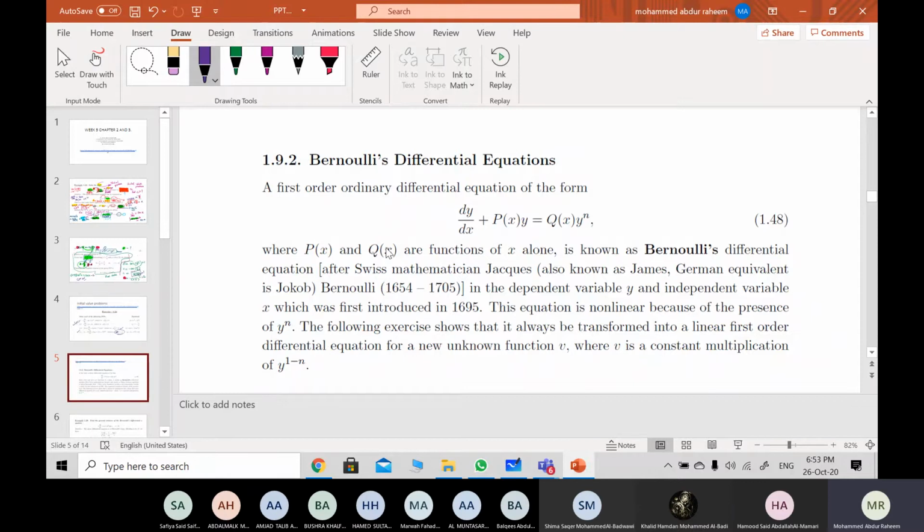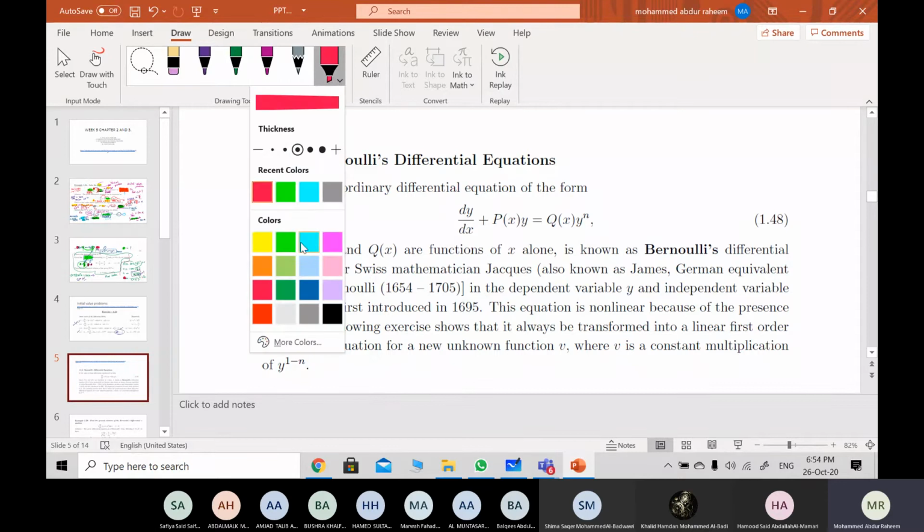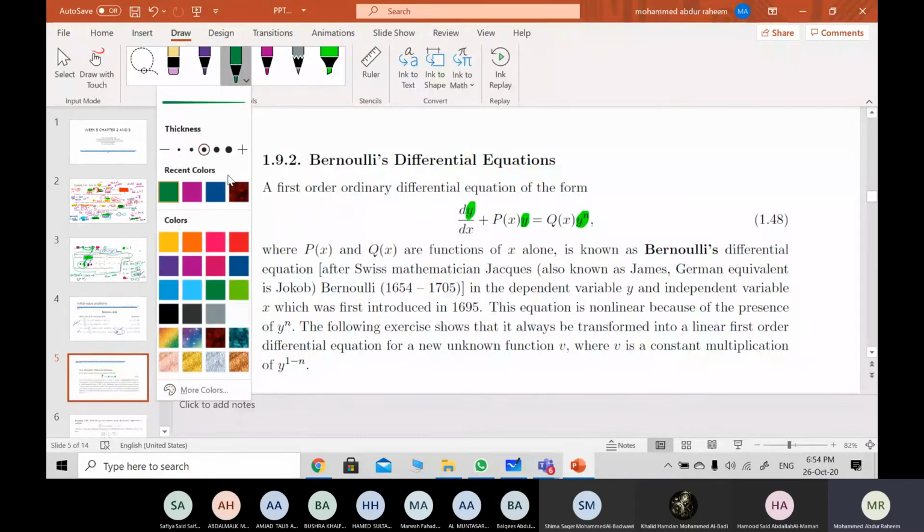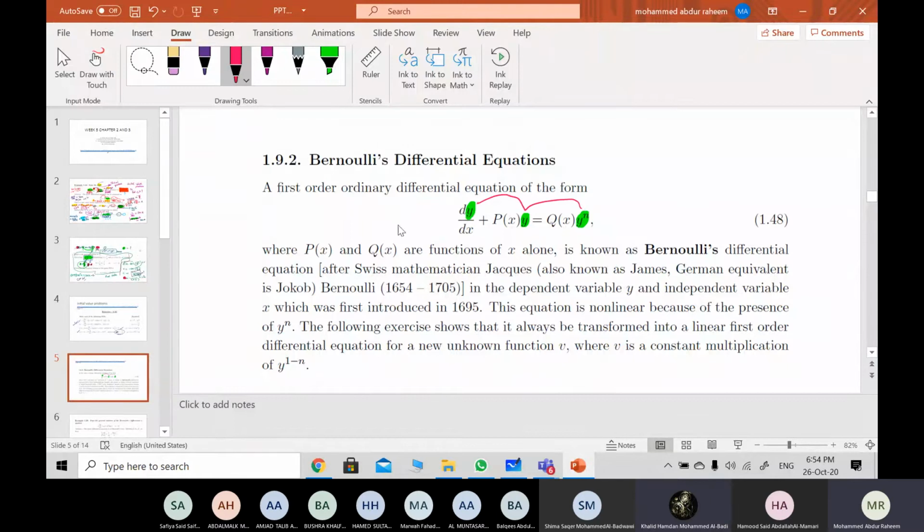Actually, in the standard form, what you observe here is dy is there, like linear in y, yes, the same as linear in y. But here there is this extra term. So what is the difference? Only the addition of y power n.